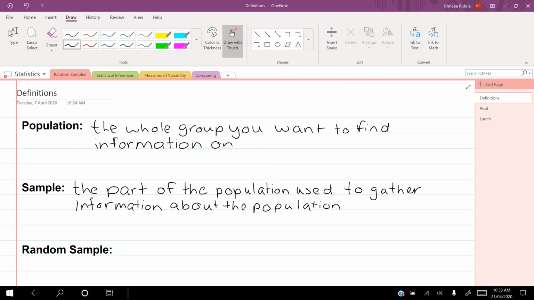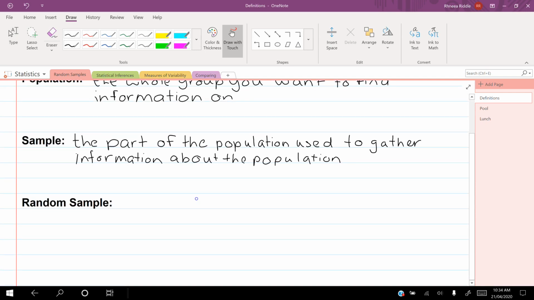So, a huge part of population and samples is that we want to try to get a random sample, meaning we're not trying to pick out specific people or specific things to change the data. Instead, a random sample is when each portion of the population, or person, or object, or just portion of the population in general, has an equal chance of being in the sample.